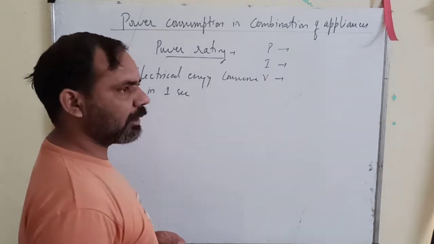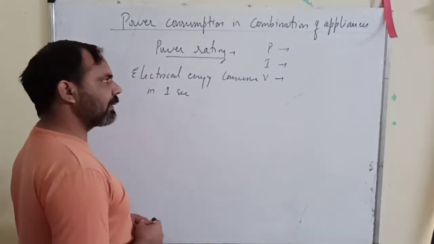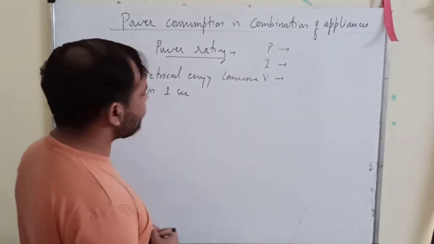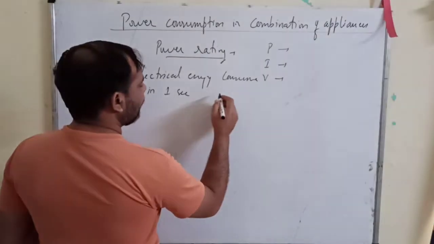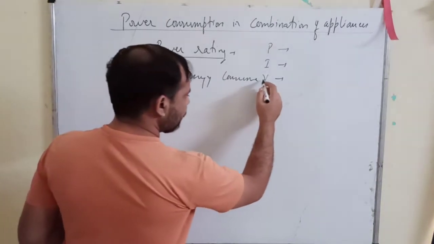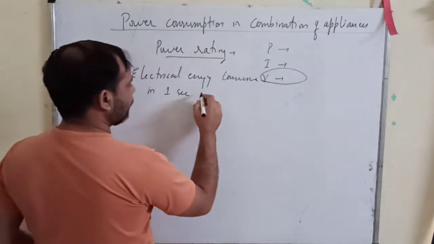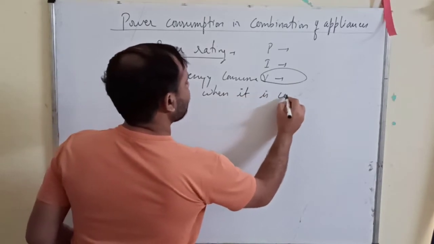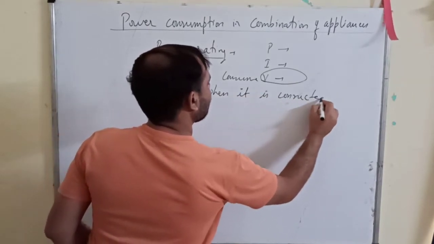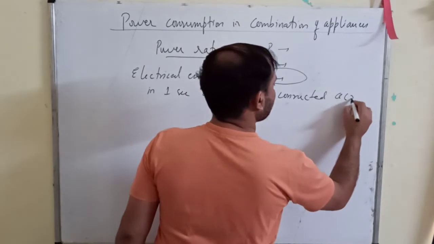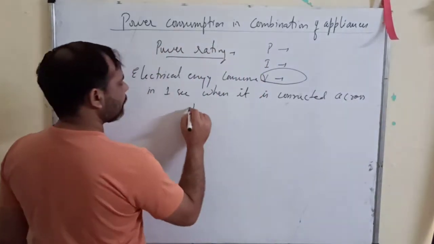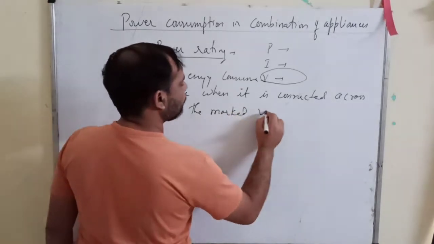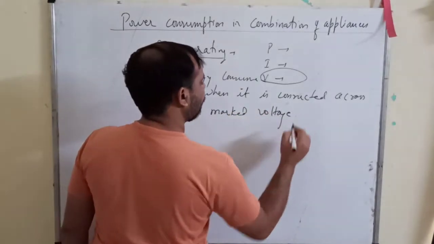Electrical energy consumed in 1 second by the appliance. The power rating of the appliance is the electrical energy consumed by the appliance in 1 second when it is connected across the marked voltage, whatever voltage is marked here.